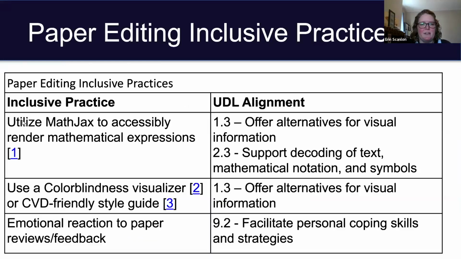And then if we look at some of the paper editing inclusive practices, we can do things like utilize MathJax to accessibly render mathematical expressions. MathJax is just one example of a tool that we can utilize in order to render these mathematical expressions. But making sure that we are doing it accessibly is important to allow students to have an alternative to the visual information, as well as to support them in decoding and understanding the text, mathematical expressions, and any symbols or notation that we're utilizing. There are other types of accessibility tools that we can utilize, but MathJax is a great suggestion.